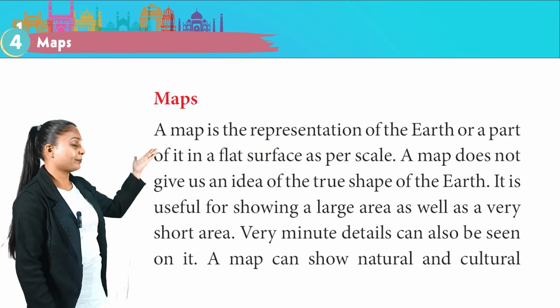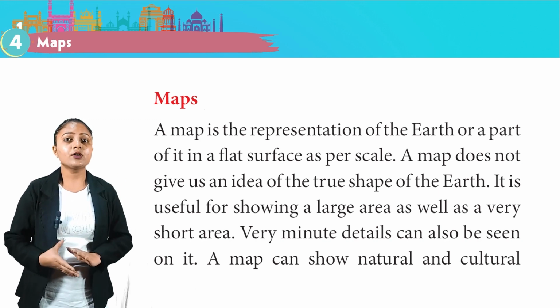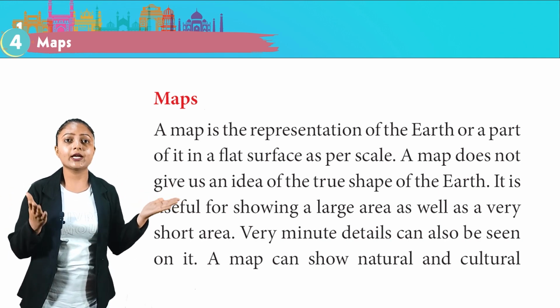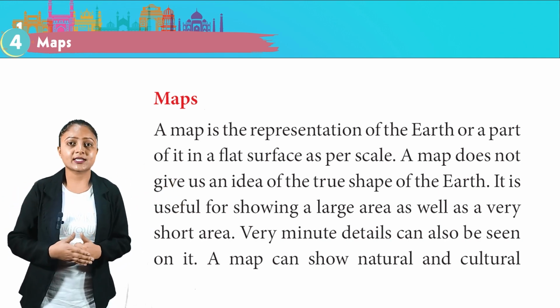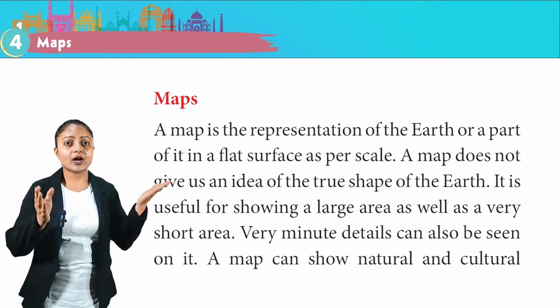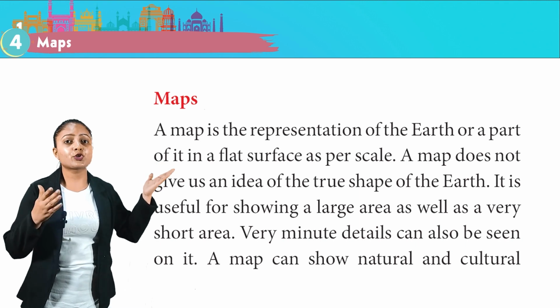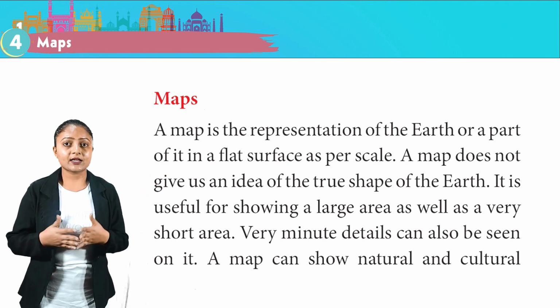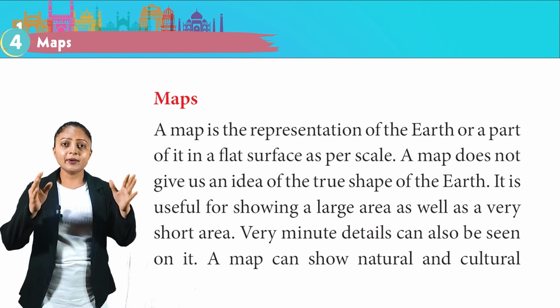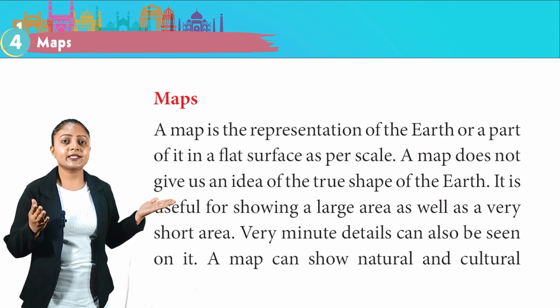Map. A map is the representation of the earth or a part of it on a flat surface as per scale. A map does not give us an idea of the true shape of the earth. It is useful for showing a large area as well as a very small area. Very minute details can also be seen on it.